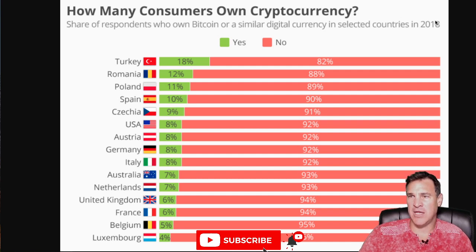Here's where we are in 2018. Now, granted, it would have gone up a little bit in the last couple of years, of course, but we can see here how many consumers own cryptocurrency. And remember, we're talking about consumers here, so we're talking about adults. We're not even talking about children. There are a few outlier countries up here, but in the United States, 92% of people had no cryptocurrency in 2018.